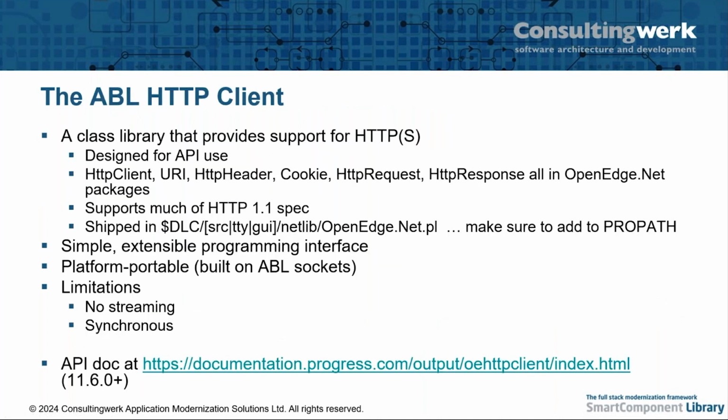The ABL HTTP client is written in the ABL. The source code is available on the Progress GitHub page. It is a client designed to use APIs, so RESTful APIs. It provides classes for the client, the HTTP client, URIs, headers, cookies, the request, response, etc. It supports the majority of the HTTP 1.1 spec, and is shipped with Progress in the OpenEdge.net.pl.